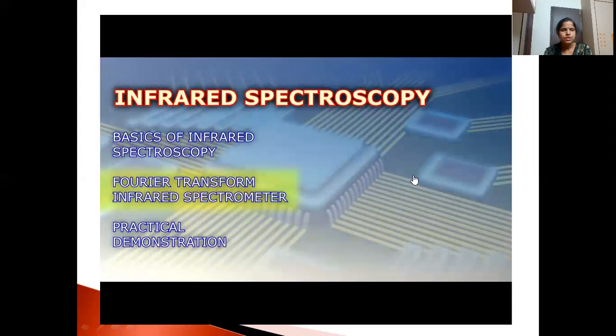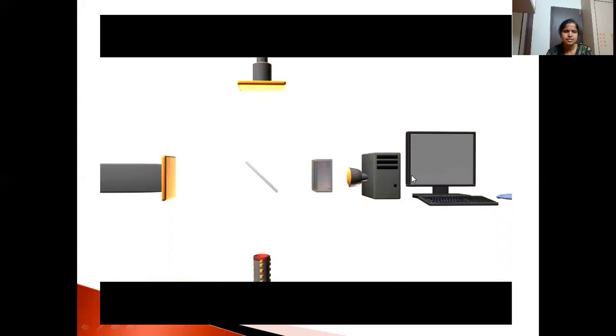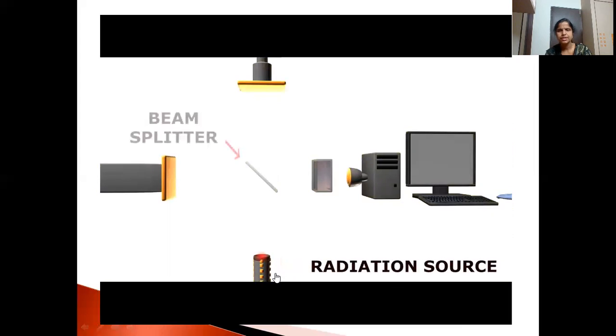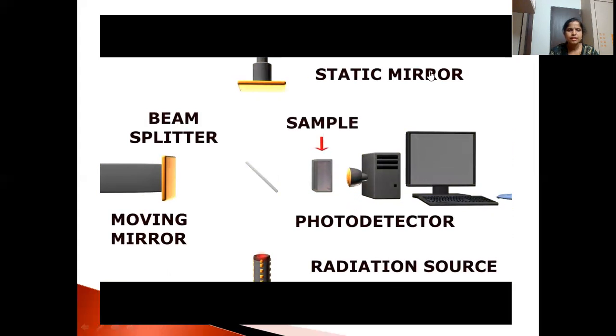Then we have the Fourier transform IR spectrometer. As I said, there's a light source or radiation source, which is the Nernst glower, then a beam splitter, two mirrors, one moving and the other static, the sample, and then a photodetector. The Nernst glower can be used as an IR radiation source.